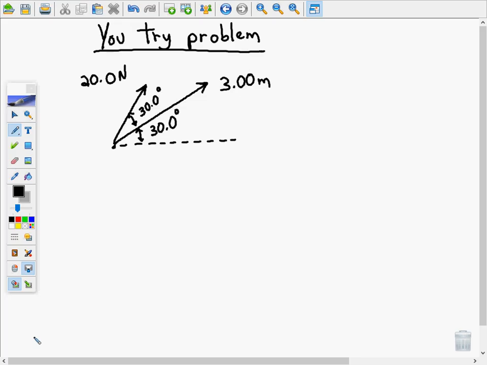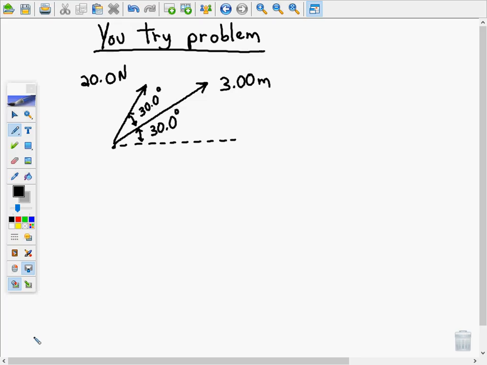So an object is being displaced 3 meters as shown. While it's being displaced in the direction shown, there's this force of 20 newtons acting on it. Now, there has to be other forces acting on the object, otherwise it wouldn't go in a straight line the way the 3 meters is shown. But we're not concerned about that. Yes, there's other forces acting on it.